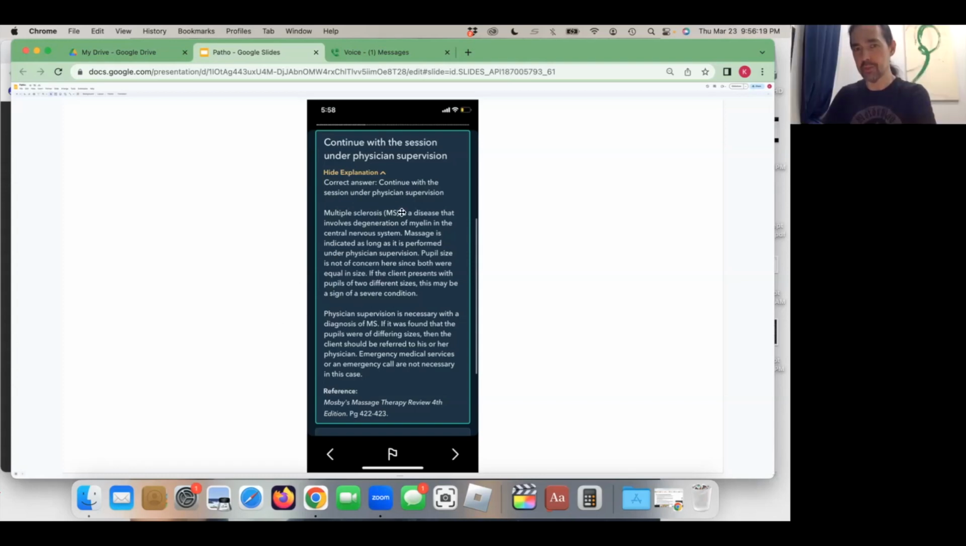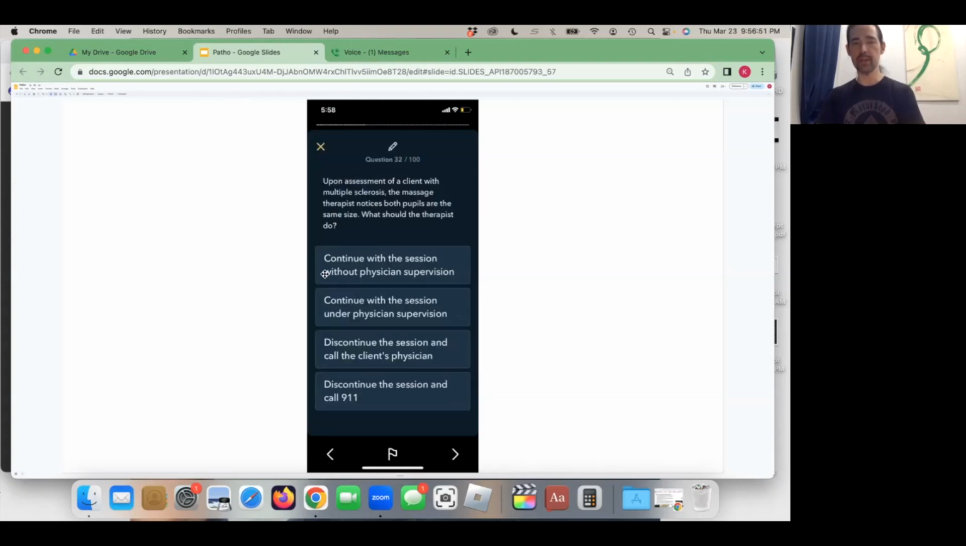Multiple sclerosis is a disease that involves the degeneration of the myelin in the central nervous system. Massage is indicated, that means beneficial, as long as it is performed under physician supervision. Pupil size is not of concern here, since both were equal in size. If the client presents with pupils of two different sizes, this may be a sign of a severe condition. So they say massage is indicated as long as it's performed under physician supervision. So multiple sclerosis, MS, is one of those conditions you always need a referral for. You always need physician referral, physician supervision.